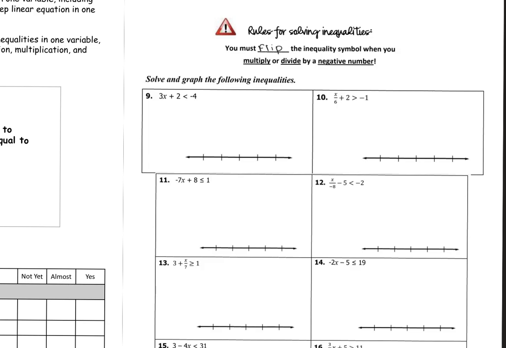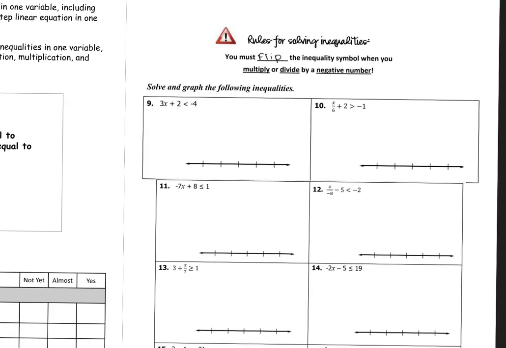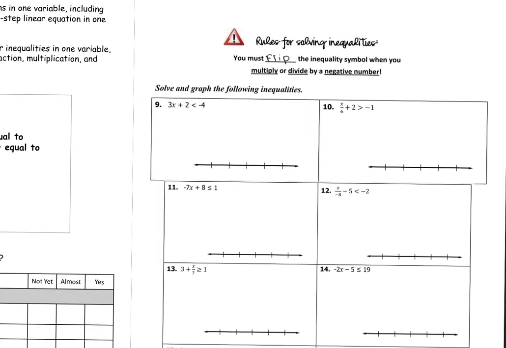So really fast, let's just go through the inequality symbols. So you have less than, less than or equal to, you have greater than, and you have greater than or equal to.